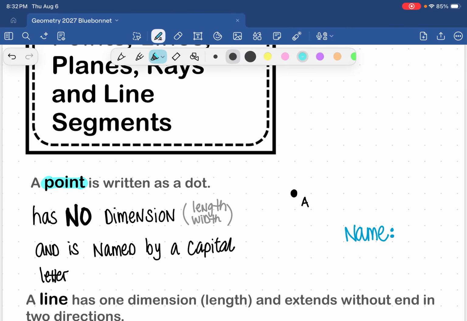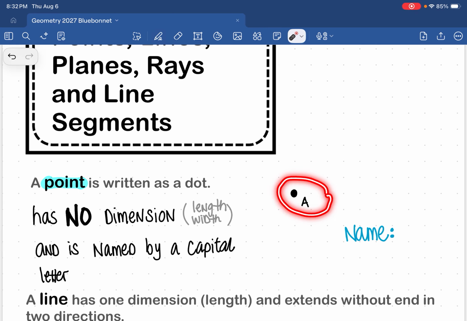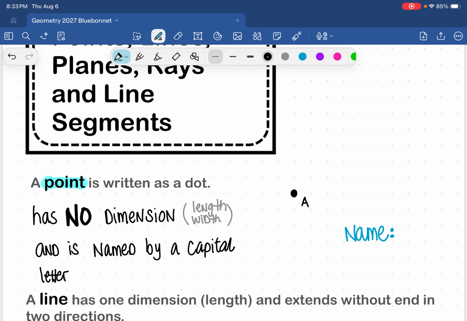A point is written as a dot. It has no dimension, which is length or width, and it is named by a capital letter. This is the very common way to see a point, and we would simply name it with the capital letter that's with it. Sometimes you'll see the word point written in front of the capital letter A. However, it is not necessary. We understand worldwide that when we use one letter, we are talking about a point.